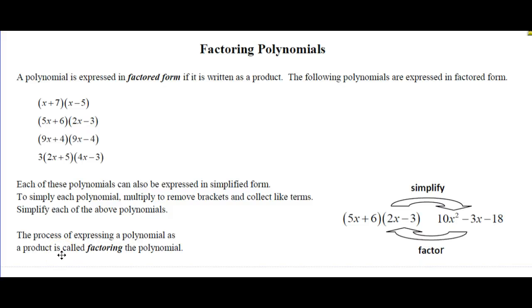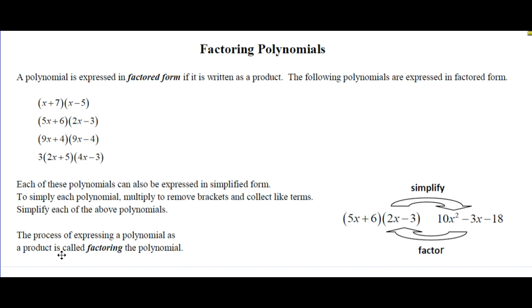Okay, factoring polynomials. A polynomial is expressed in factored form if it's written as a product. The following polynomials are expressed in factored form, right? So, the product of two binomials, because we're factoring quadratics. A quadratic has a squared term, so it's going to be the product of two binomials.